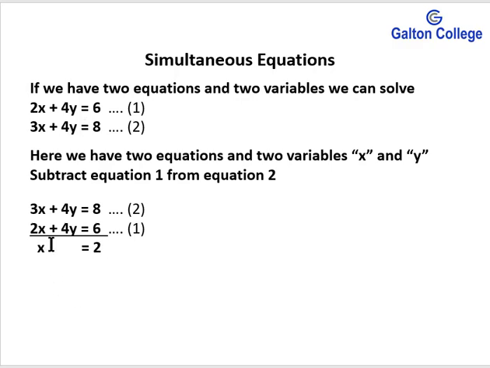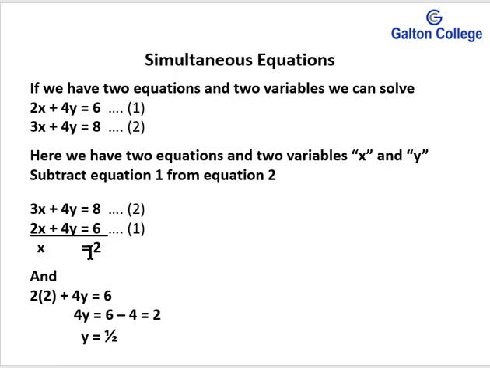So now if I subtract, take 2x away from 3x, I get x. Take 4y away from 4y, I get nothing. So I've got x equals 8 minus 6, which is 2. So I got the value of x straight away, just by subtracting one equation from the other.